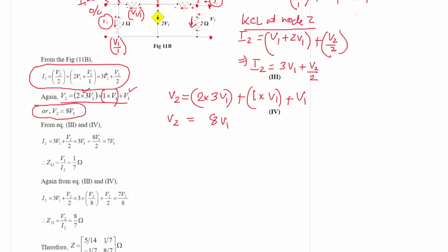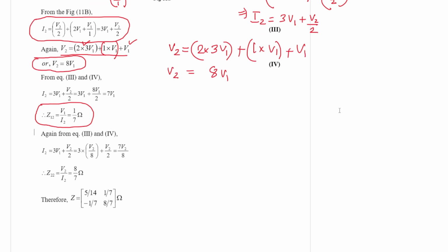Now if you substitute V2 is equal to 8V1 in the expression I2 is equal to 3V1 plus V2 by 2, you will get Z12, which is V1 by I2, equal to 1 by 7 ohm, and Z22, which is V2 by I2, equal to 8 by 7 ohm. So this is our solution for the Z parameters.